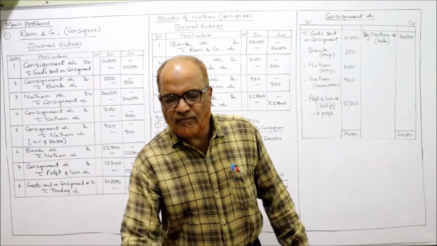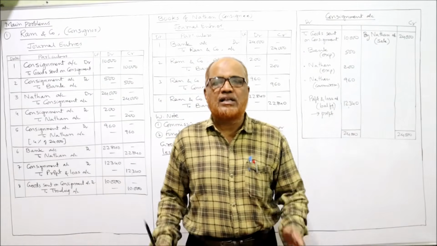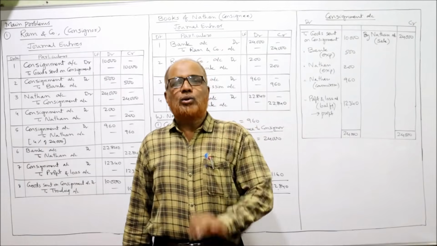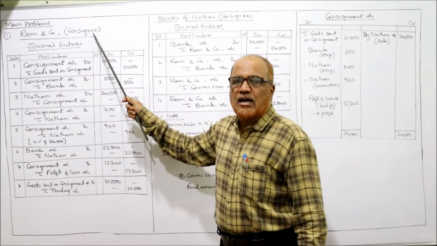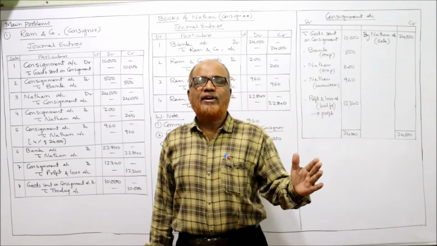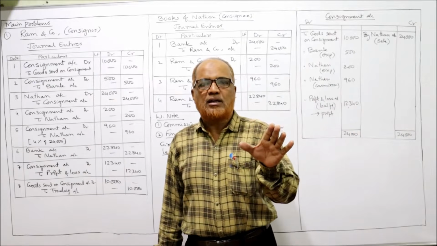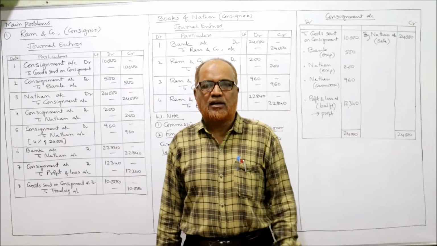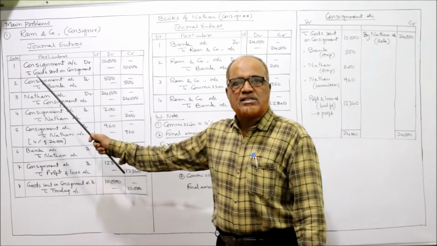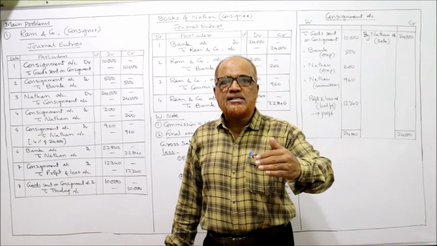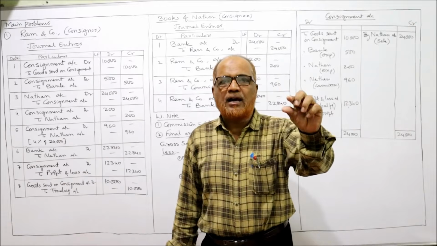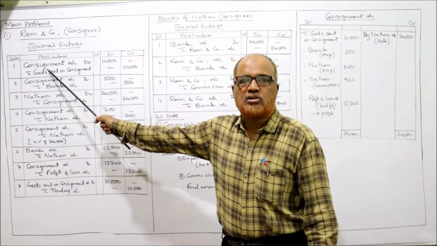In this problem, we have to pass the journal entries in the books of consignor and in the books of consignee. Consignor is Ram and Company. So first of all, books of Ram and Company, consignor, journal entries. In the theory video, I have explained all the entries in the books of consignor and consignee. Hope if you have watched that video, now you are in a position to remember the entries. First entry. When goods are sent by consignor to consignee, the entry is consignment account debit to goods sent on consignment.